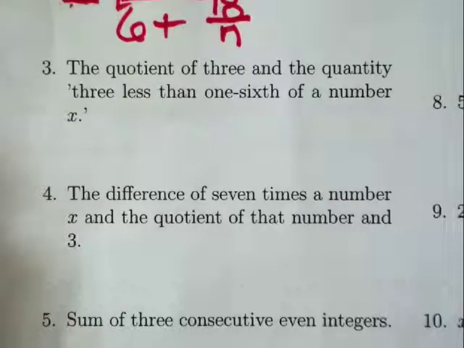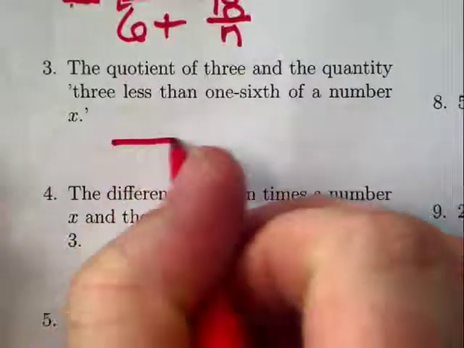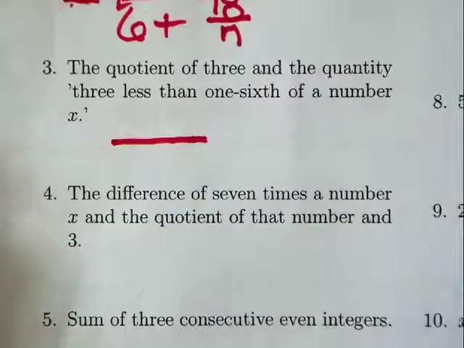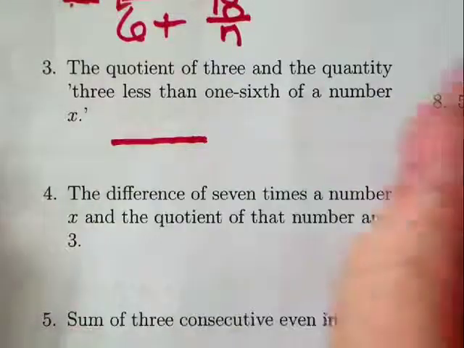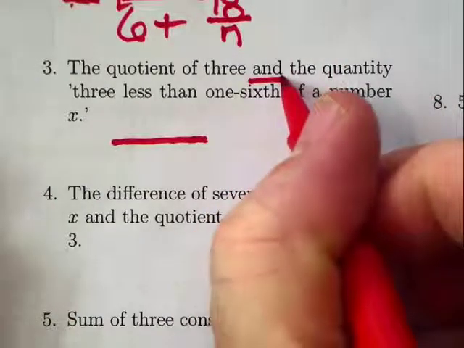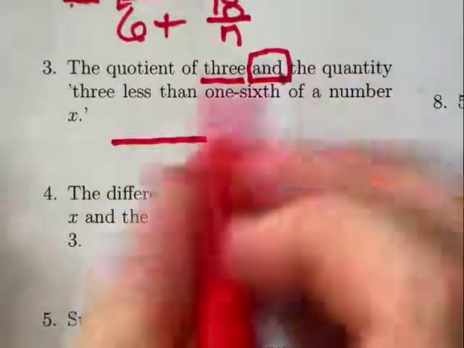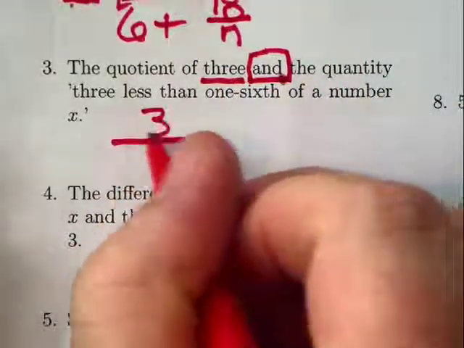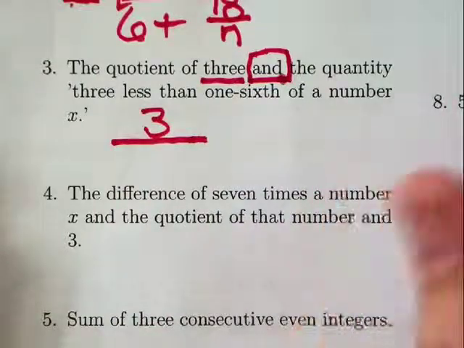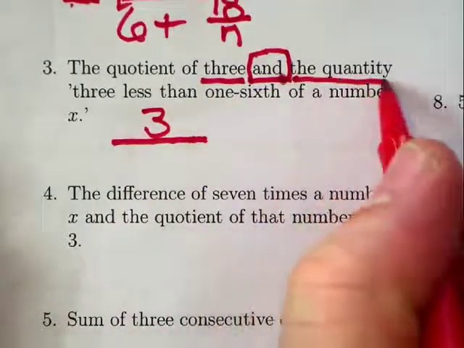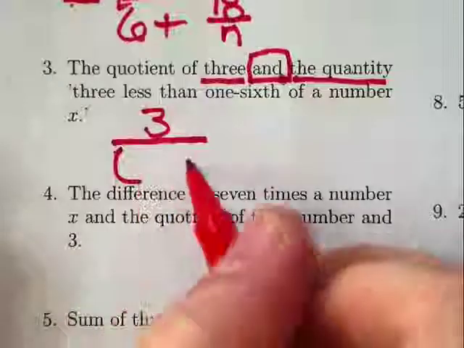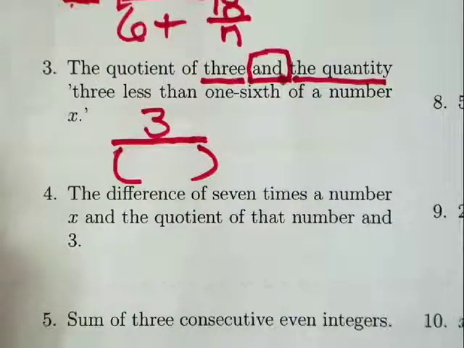The quotient, again, I'm just going to stop right there. I know that I'm doing a fraction. Okay, quotient means fraction. Of 3 and, there's the word "and," so that means the numerator is right there, 3. The denominator, the quantity, tells me it's going to be in parentheses.